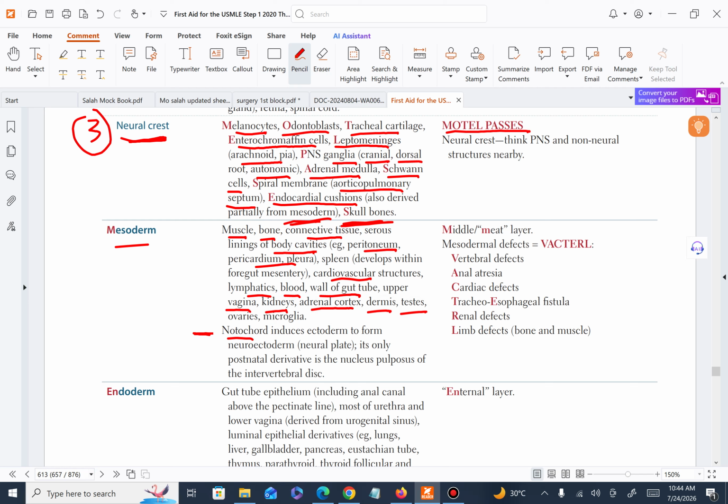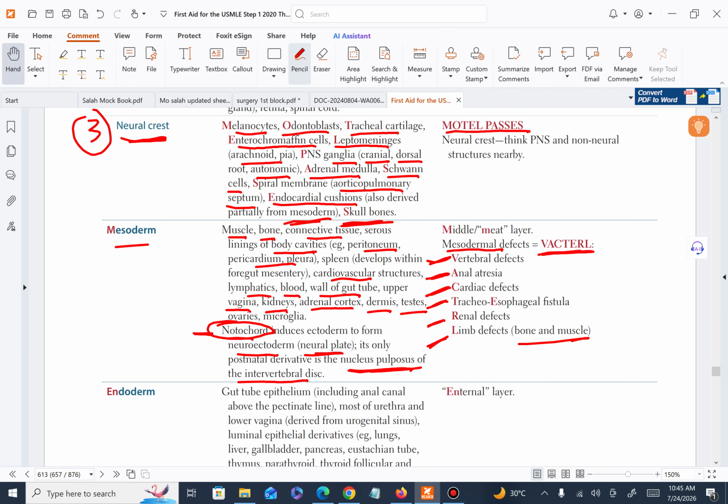Notochord induces the ectoderm to form neuroectoderm, which is called the neural plate. Its only postnatal derivative is the nucleus pulposus of the intervertebral disc. And the mesodermal defects are called VACTERL. So VACTERL means vertebral defects, anal atresia, cardiac defects, tracheoesophageal fistula, renal defects, and limb defects, including bone and muscle.